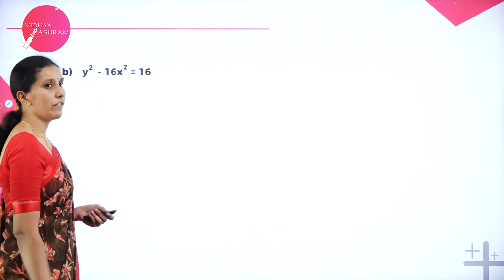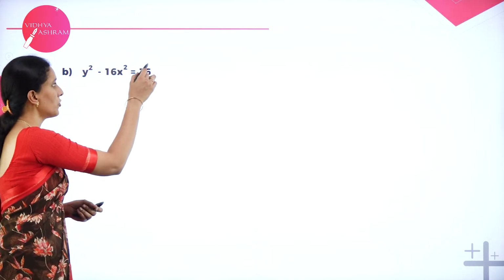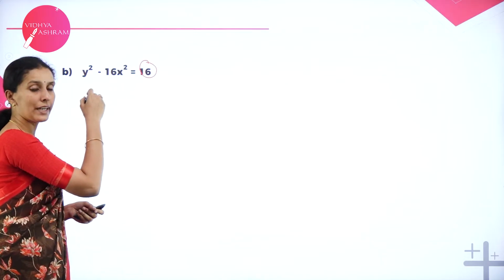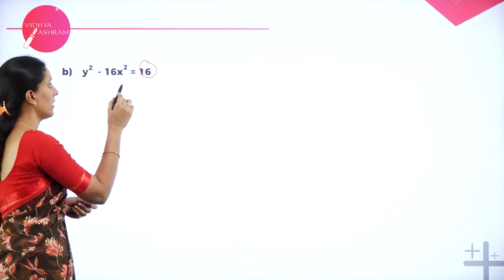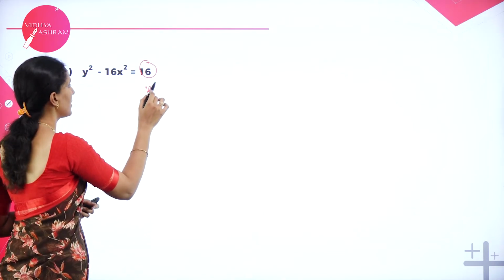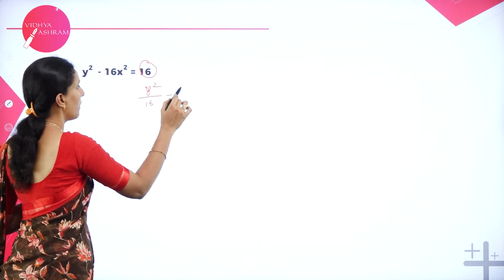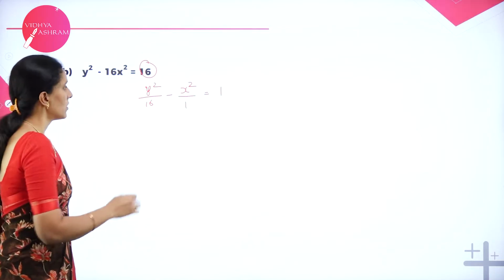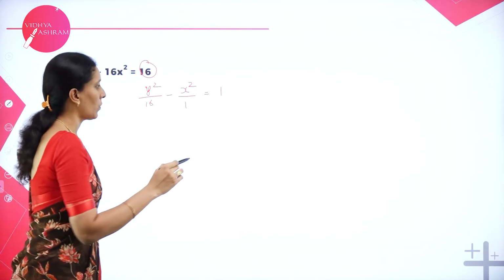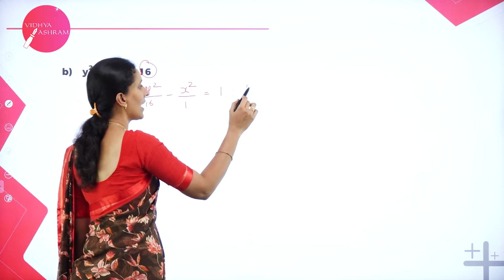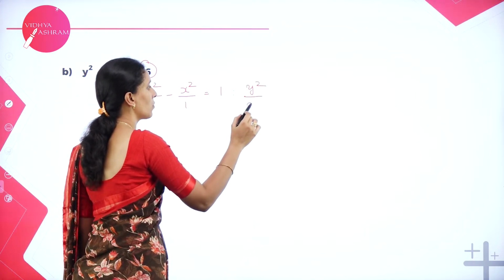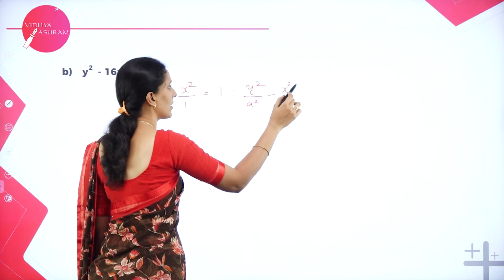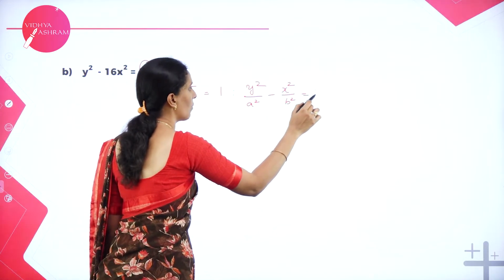So here the coefficient must be equal to 1. For that, I'll divide the whole equation by 16. Then the equation becomes y square divided by 16 minus x square divided by 1 is equal to 1. So now this is type 2 equation, that is, transverse axis is y-axis, that is y square by a square minus x square by b square is equal to 1.